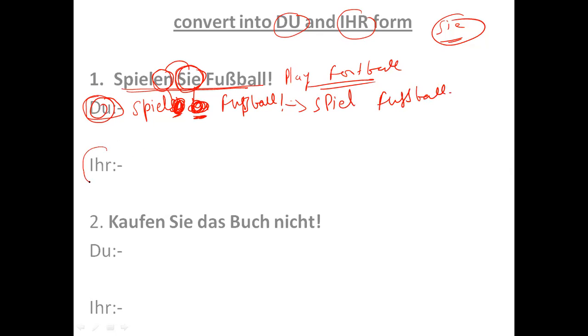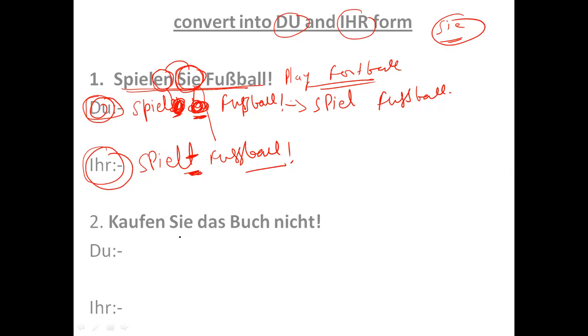And with ihr the ending should come, but ihr shall not come. So "spielt", the ending shall come, but this Sie will convert into ihr and that will not come, right? "Spielt Fußball."